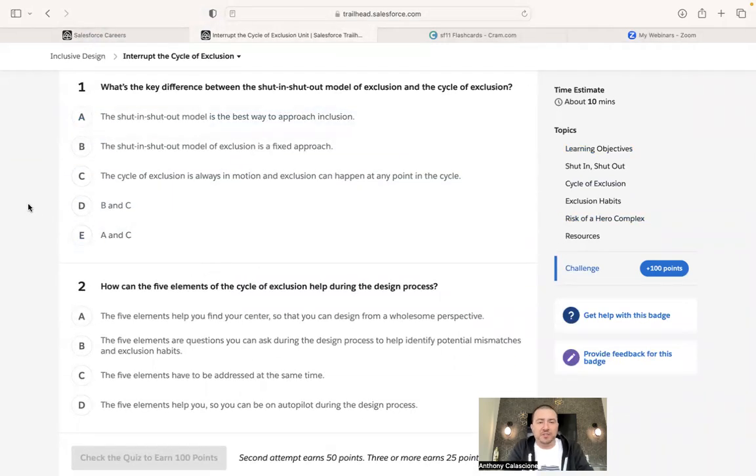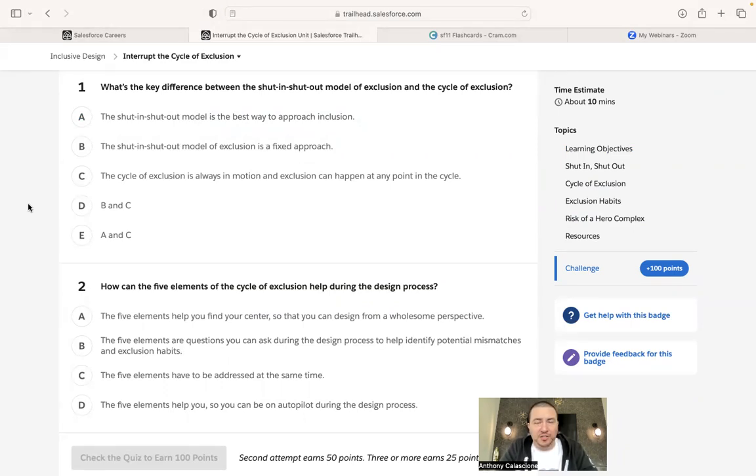What is the key difference between the shut-in, shut-out model of exclusion and the cycle of exclusion? A: The shut-in, shut-out model is the best way to approach inclusion. B: The shut-in, shut-out model of exclusion is a fixed approach. C: The cycle of exclusion is always in motion. D: Exclusion can happen at any point in the cycle. E: B and C. F: A and C. All right, I don't know if I know the answer. What's the key difference between the shut-in, shut-out model of exclusion and the cycle of exclusion?